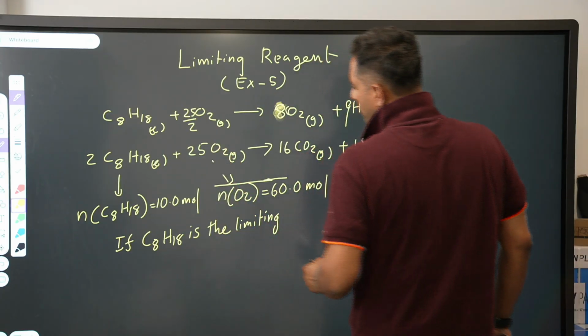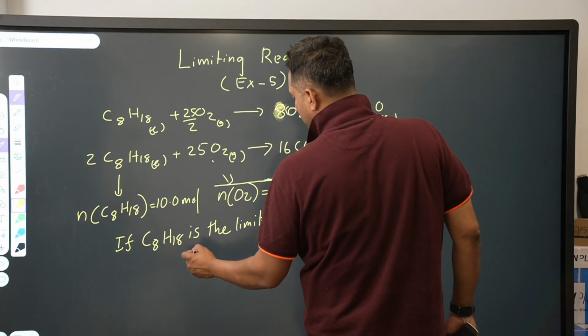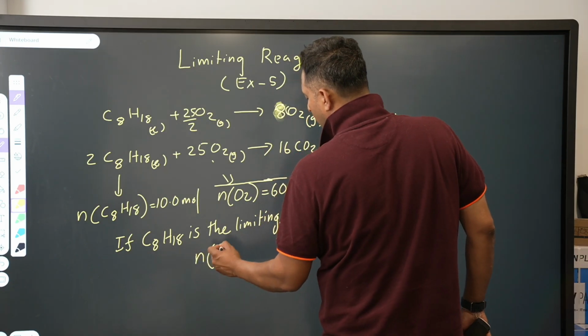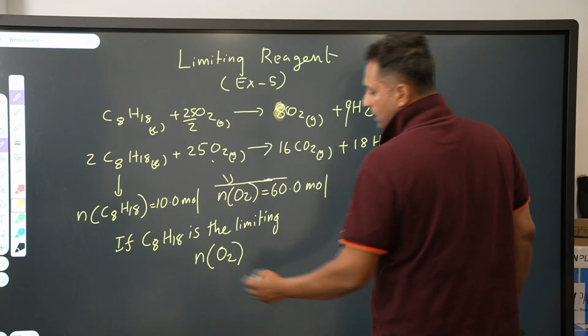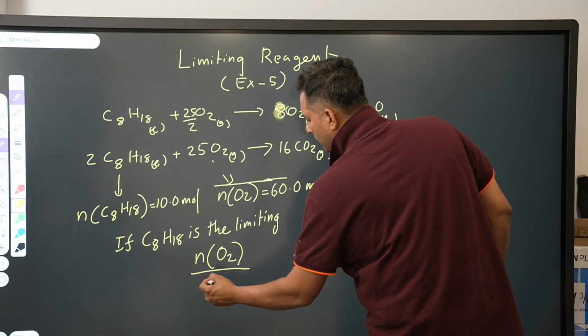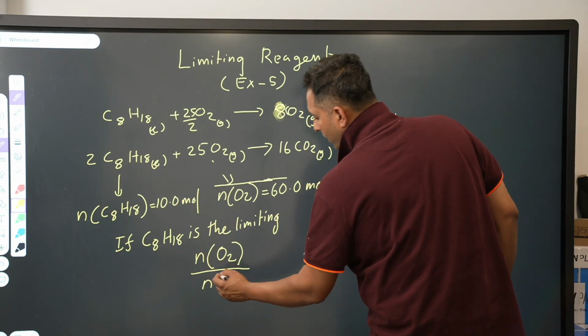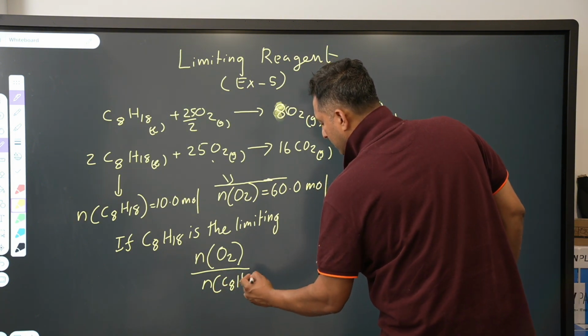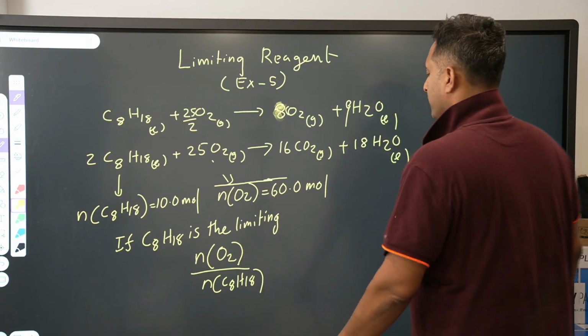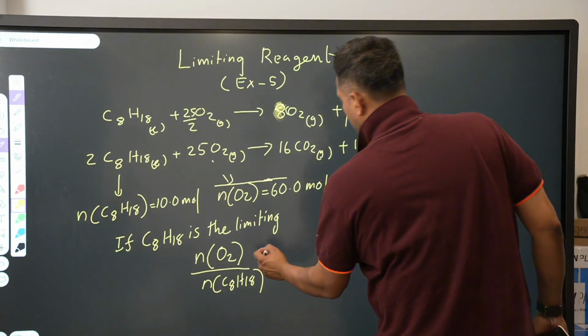So to do that, we use the UK method. All right. Number of moles of oxygen needed, unknown. Number of moles of octane, C8H18. Okay. What's the ratio?